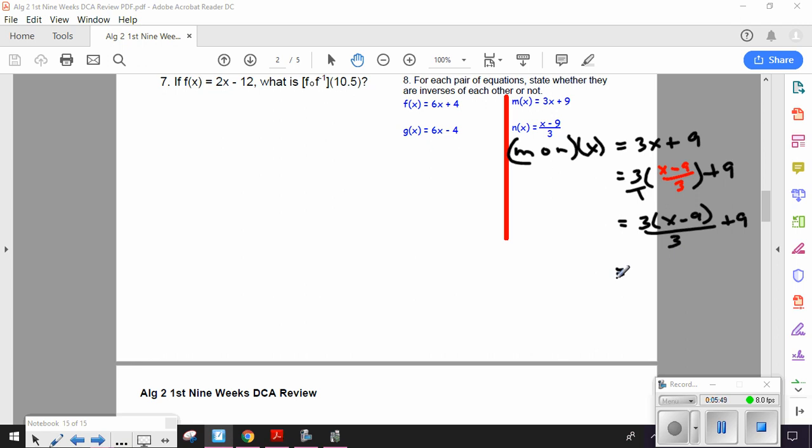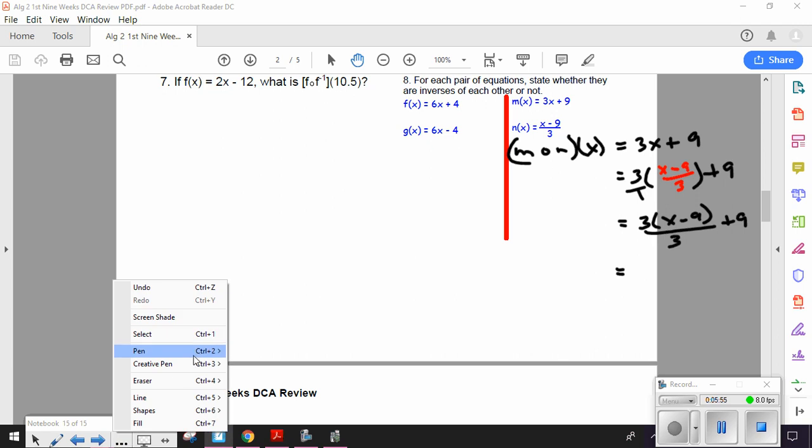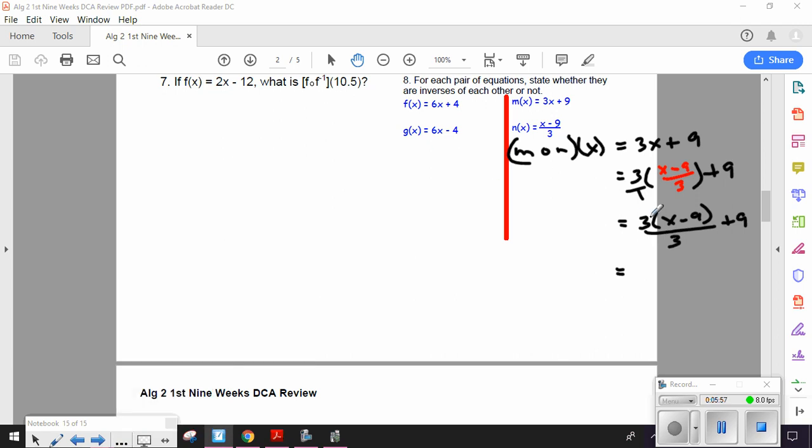I have 3 over 3, right? So they will cancel each other out, and I'm left with x minus 9 and then plus 9. X minus 9 plus 9 is simply x. So far, that situation checks out.